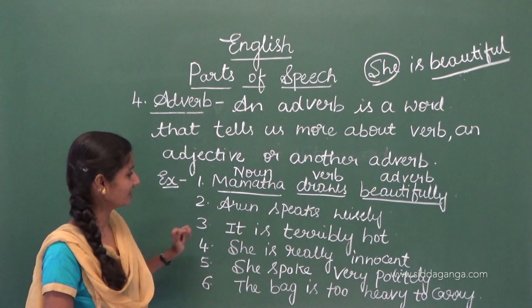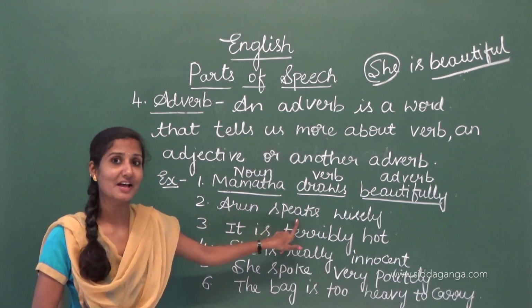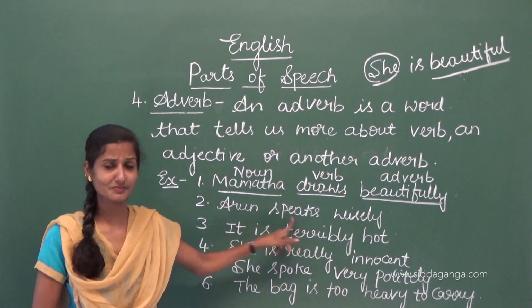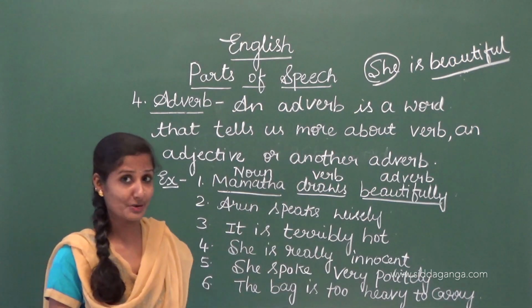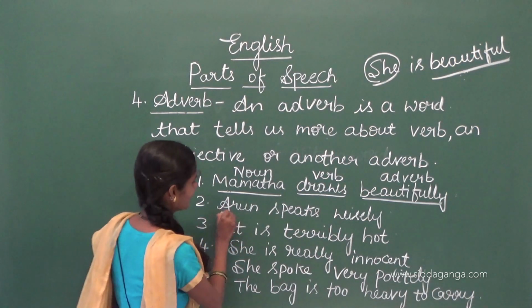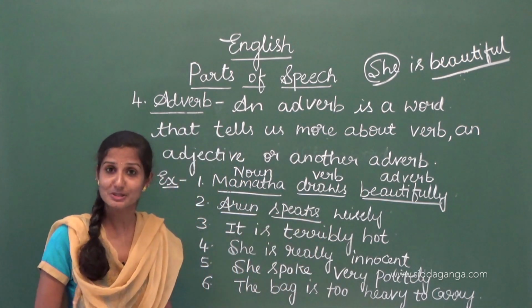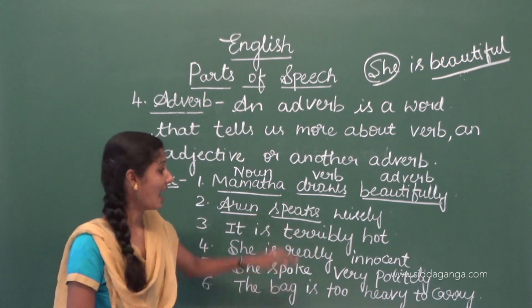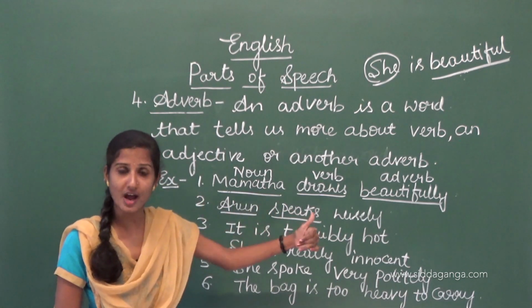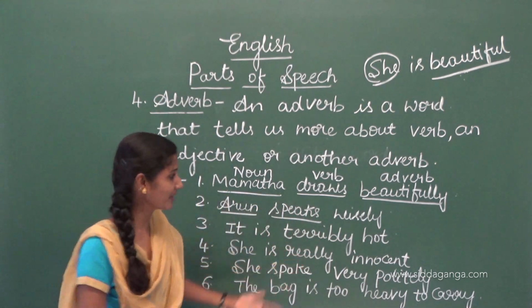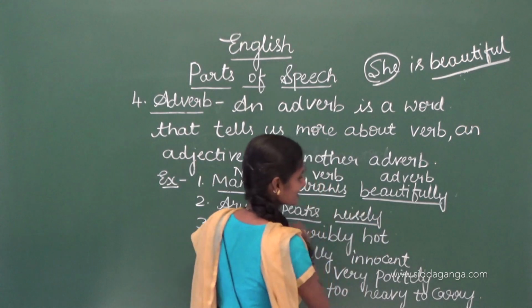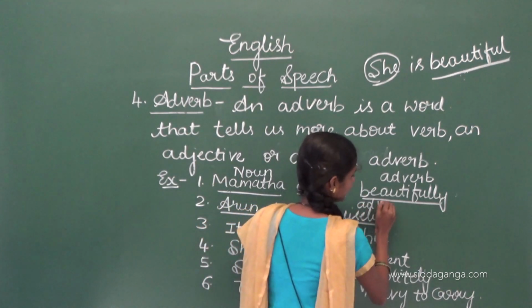The next sentence I have written: Arun speaks wisely. Who is speaking here? Arun is speaking. Arun is the noun, right? Speaks is showing us an action. Speak is an example for a verb. And how is the verb taking place? Wisely. Wisely is the adverb.